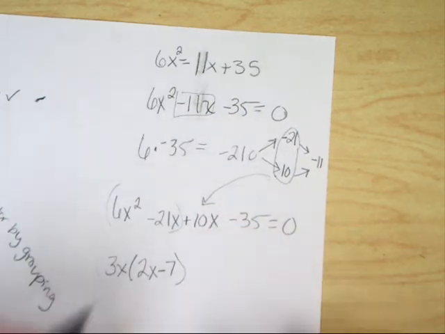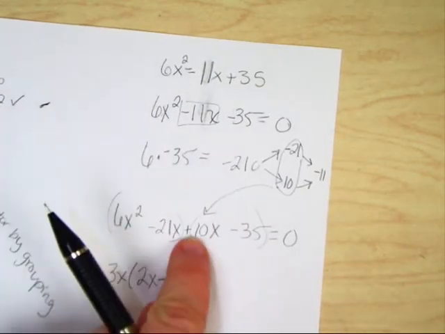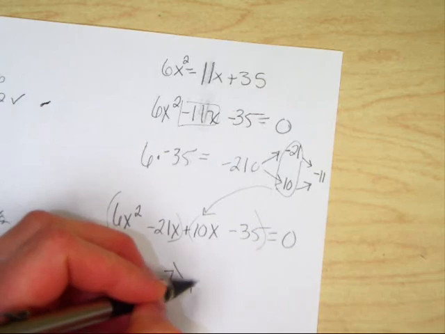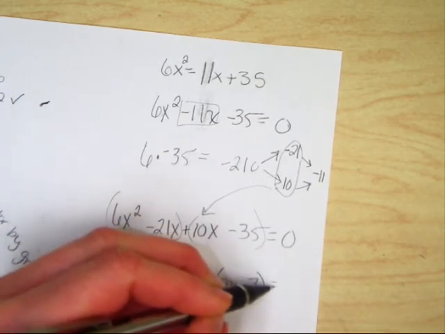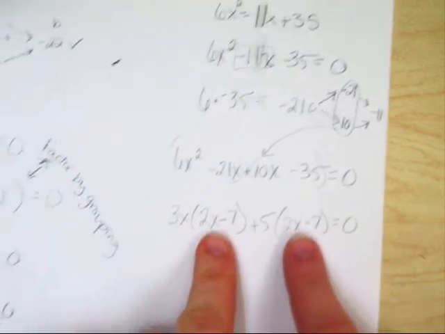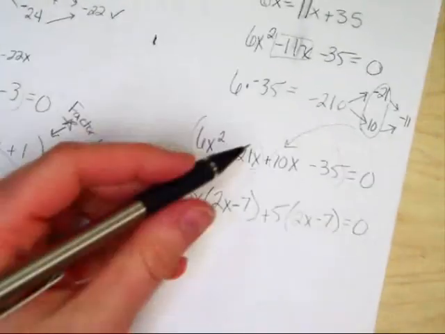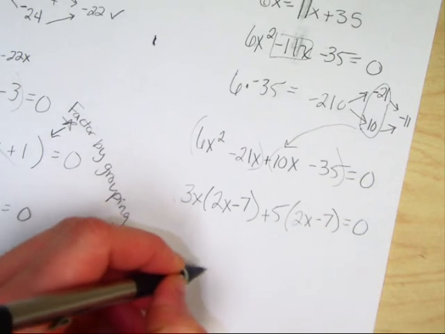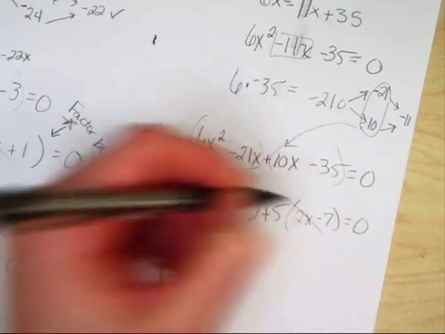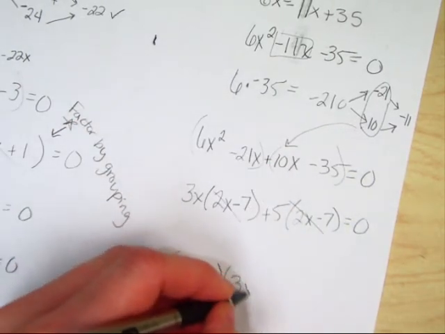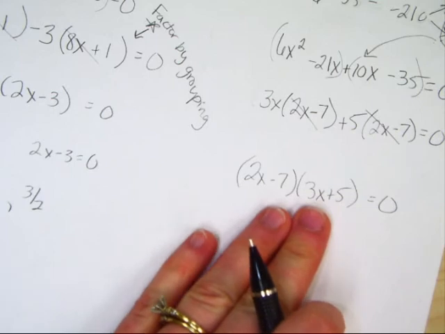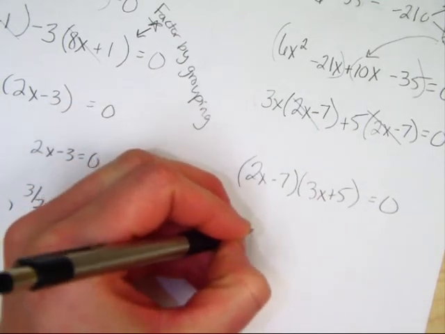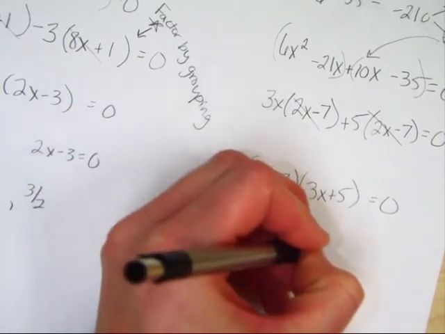Now on this side, with the 10x and the 35, I'm going to pull out a positive 5. That will leave me with a 2x minus a 7. At this step here, they should always be exactly the same. You will then pull out the 2x minus the 7, and you will be left with the 3x plus the 5. And that is going to equal 0. From here on out, this is what I call the book way of factoring. You simply set them equal to 0 and solve them each individually.